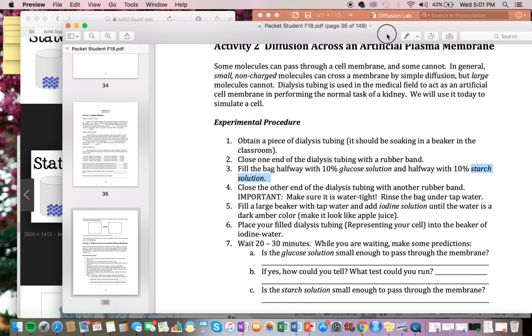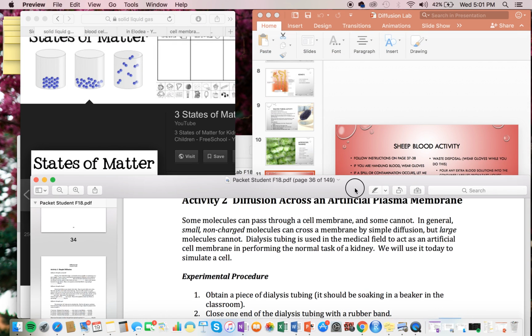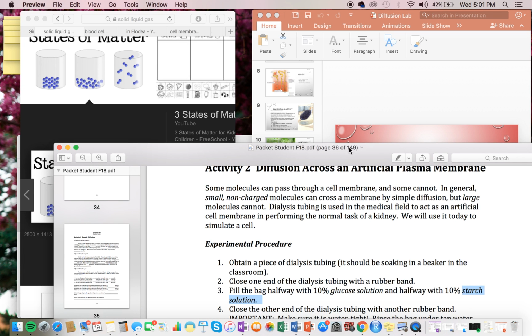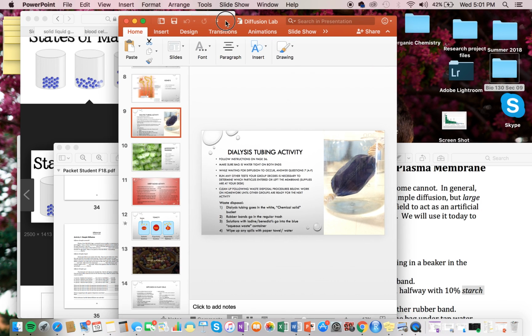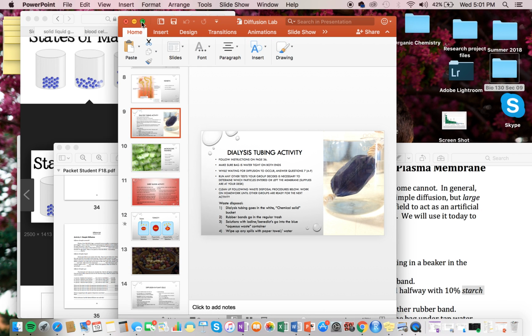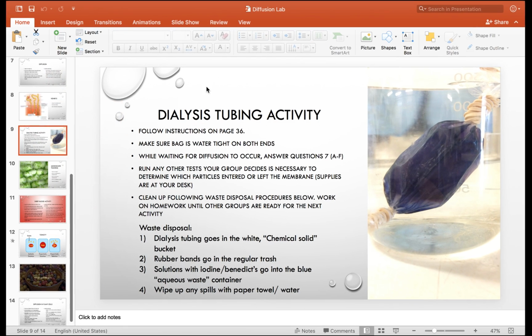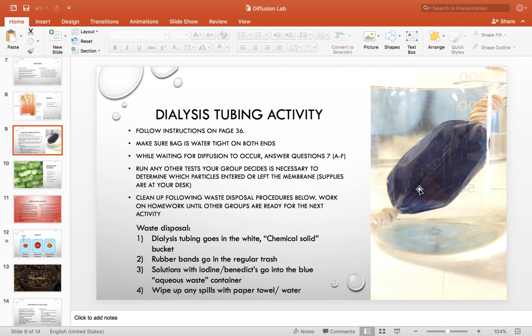And we actually found that out. So by putting iodine on the outside of the beaker, we were able to tell what went on here. So let's expand this. Okay, so this was your bag. You put iodine out here. You put glucose and starch in the bag. And we wanted to see what happened to the glucose and starch and the iodine.